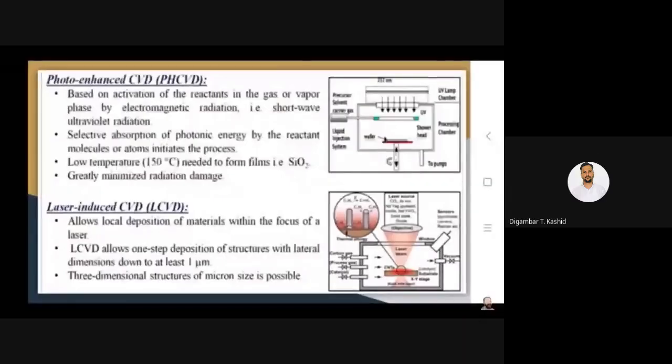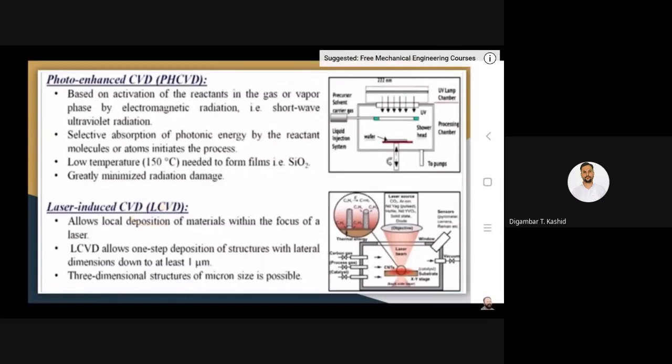Then there is a UV source, which emits UV light, and then we are flushing some kind of carrier gas. That carrier gas reacts with the UV rays, and then they form a certain kind of material, and that material is going to deposit onto the substrate itself.